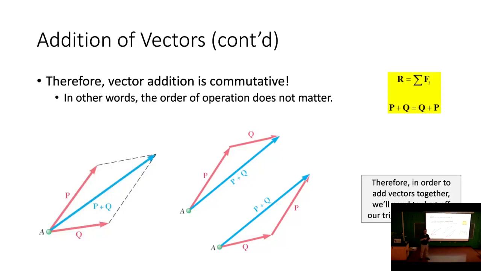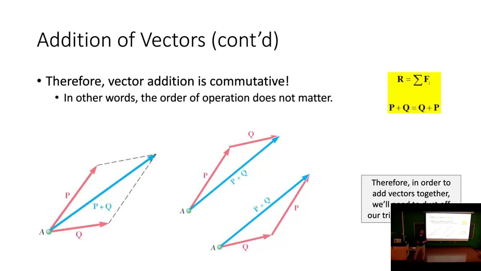Gets me to the same point, right? I can either walk the short path, then walk the long path, or walk the long path, then walk the short path. I'm going to get to the same point. In other words, when I'm adding vectors, it doesn't really matter what order I add them. Mathematically, I can take vector P plus vector Q, and I get the same thing if I take vector Q plus vector P. The order of operations does not matter.